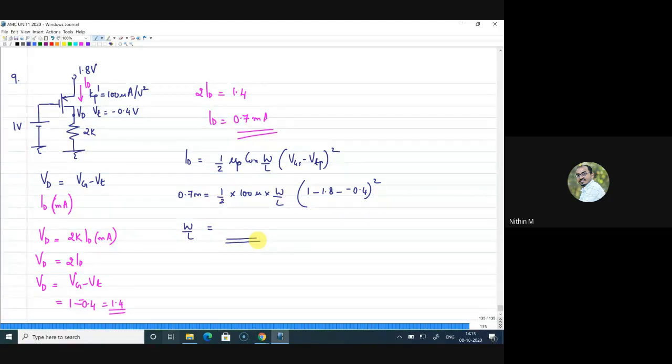So what I did is I have written what is VD. VD is the current into the 2K resistance, and I assume current is in milliamps just to cancel the kilo. And from the condition given, the transistor should be placed at the edge of saturation. I have taken the condition and I obtained the value of ID. From that I found the value of W by L. Yes, the answer is 87.5. Very good.